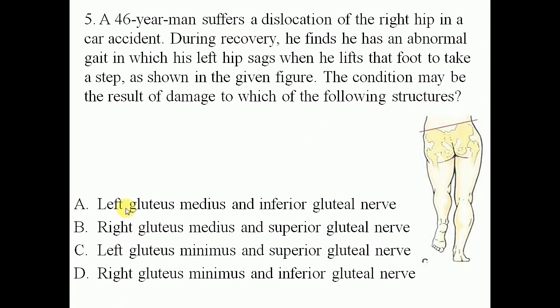The options are A. Left gluteus medius and inferior gluteal nerve, B. Right gluteus medius and superior gluteal nerve, C. Left gluteus minimus and superior gluteal nerve, D. Right gluteus minimus and inferior gluteal nerve. The correct option is B. Right gluteus medius and superior gluteal nerve. So as we can see in the figure, when the patient supports the limb on the right foot, raising the left foot off the ground, there is sagging of the pelvis on the left side. So this is known as the positive Trendelenburg's sign.